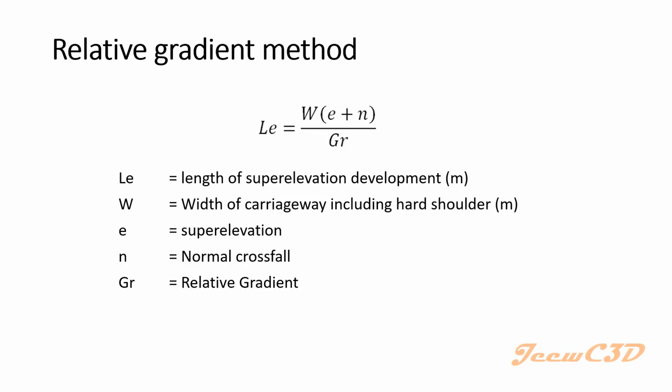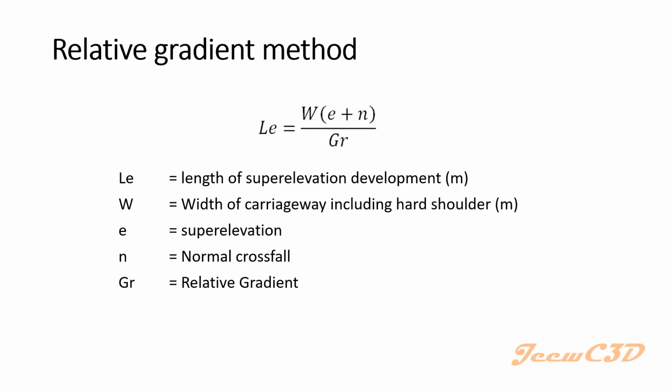W means width of the carriageway including hard shoulder. If you remember the lecture where we talked about the cross section of the roadway, I told you what the carriageway is, what the lane width is, and what the hard shoulder is.